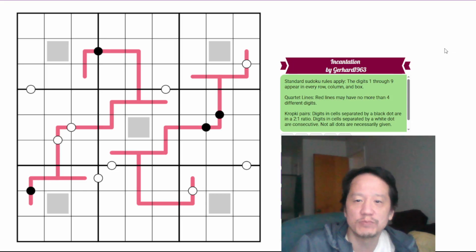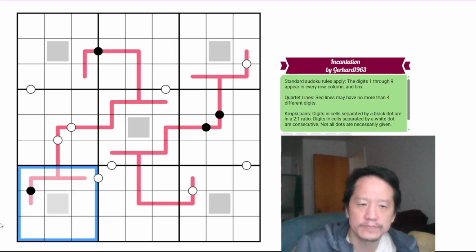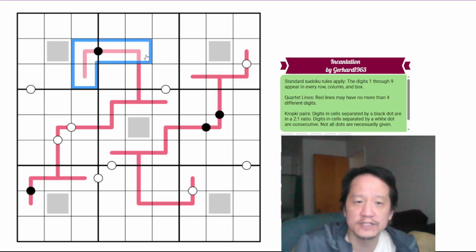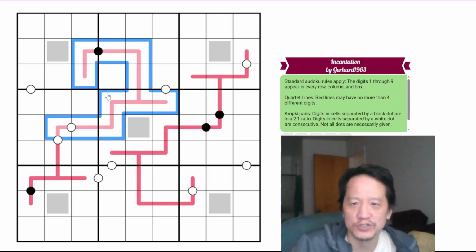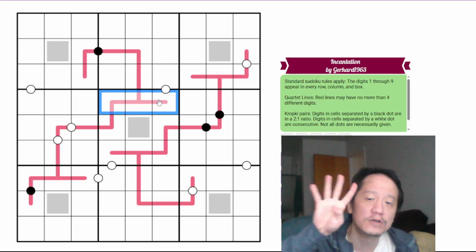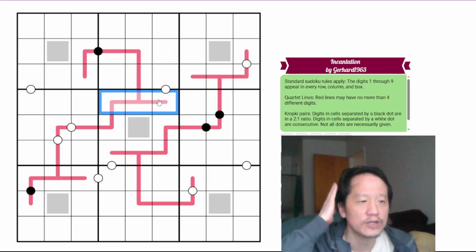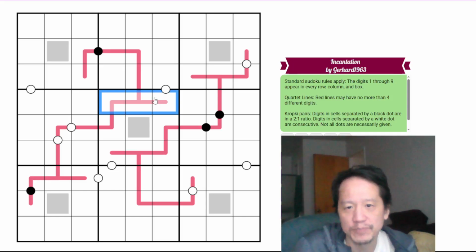Standard Sudoku rules apply. The digits 1 through 9 appear in every row, column, and box. We also have quartet lines. I've never actually seen this rule set, so basically, I'm learning this as well as you. These quartet lines are red lines that may have no more than 4 different digits, so you can only have up to 4 unique digits on a quartet line.